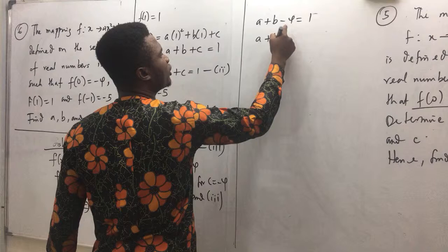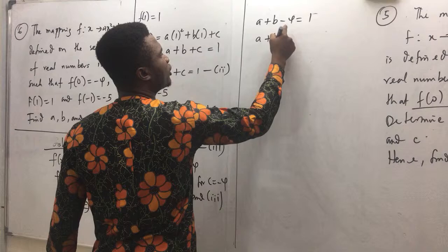Now, if we proceed to making substitution of c into equation 3, we are going to have a minus b minus 4, which is c, equal to minus 5. And that would imply that a minus b will be equal to minus 5 plus 4, and that will give us minus 1. Okay, so I'm going to call this equation 5.